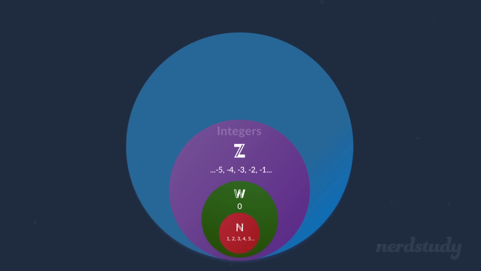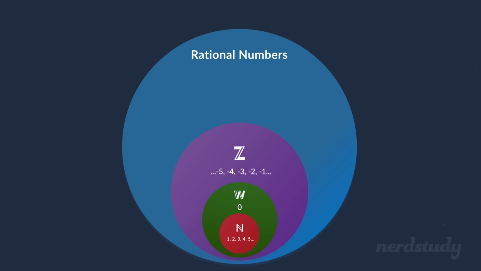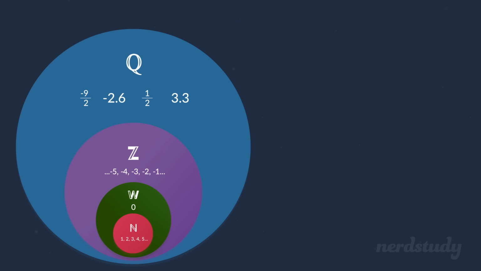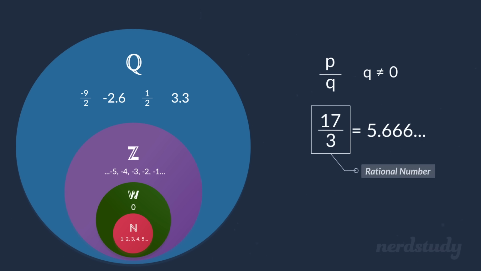The next classification of numbers are called rational numbers, which can be denoted using this symbol. And again, rational numbers encompass all of the other classification that we've mentioned so far, as well as decimals and fractions. However, the decimal numbers must be numbers that can be expressed as a fraction p over q, where p and q are integers, and q is not 0. So, for example, 17 over 3 is equal to 5.666 repeating, and since the numerator and denominator are both integers, this is, in fact, considered a rational number.